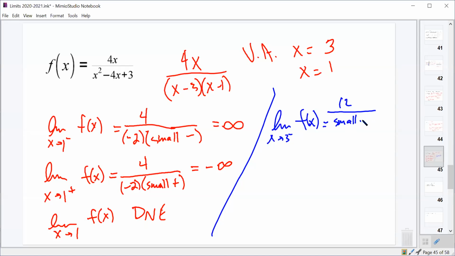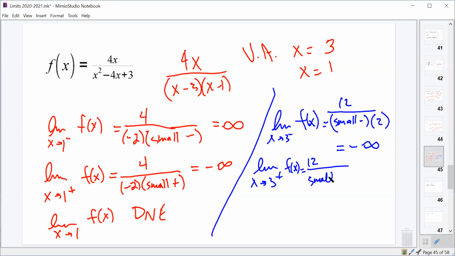Small negative. Small negative. And the other one, the 3 minus the 1 is just going to give us a positive 2, right? So what do we end up with here? We end up with a negative infinity. And as we go from the right-hand side, nothing changes except that small negative becomes a small positive, and we get positive infinity. And the limit as x approaches 3 of f of x then also does not exist.